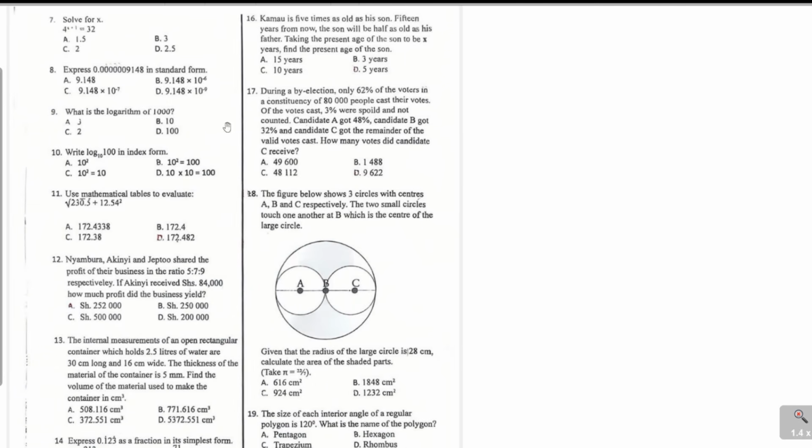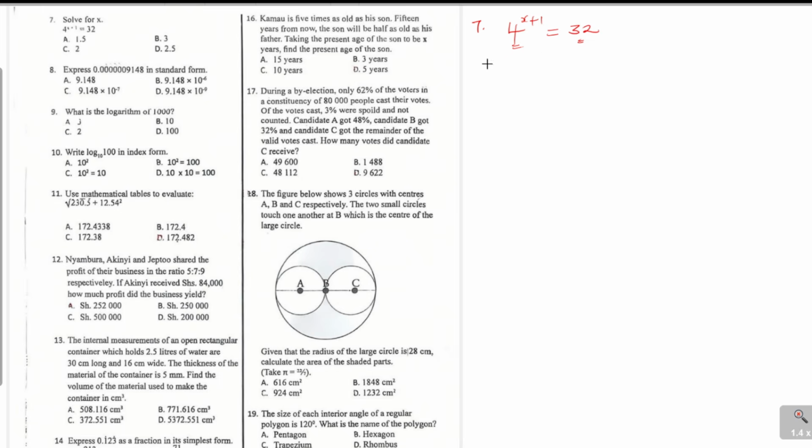Question 7 is the next. So question 7 is a question on indices. 4 raised to the power x plus 1 is equal to 32. You're supposed to solve for x. So the first thing you need to do is to look at these bases. Look at 4 and look at 32. Will you be able to express them to the same base?